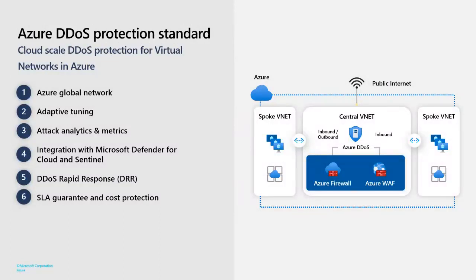And then finally, we offer a 99.99% service SLA, just that if your application is under attack, we guarantee that your application availability and performance won't be impacted. And last but not least, we offer cost protection. This is essential since it ensures that during a DDoS attack, if you incur any costs associated with scale out of your resources, you will get 100% credit for it.